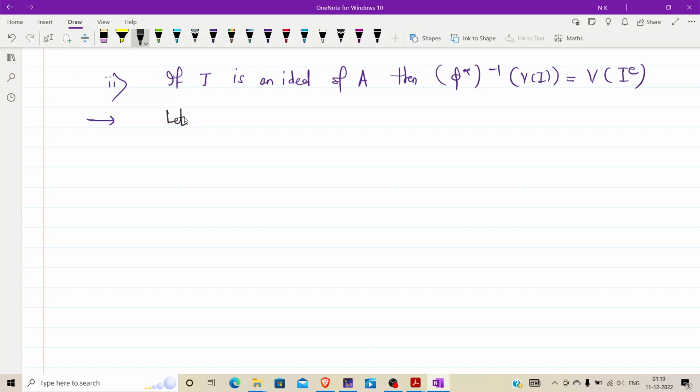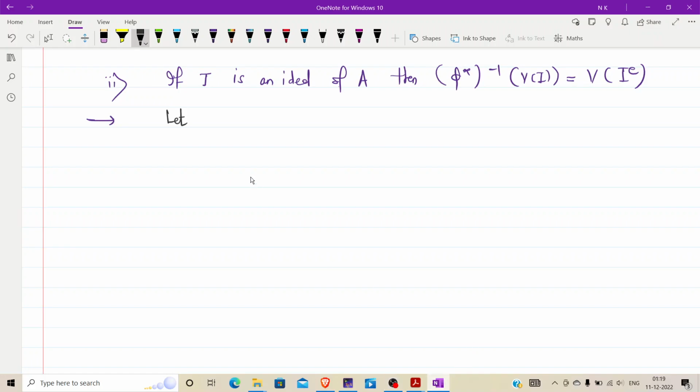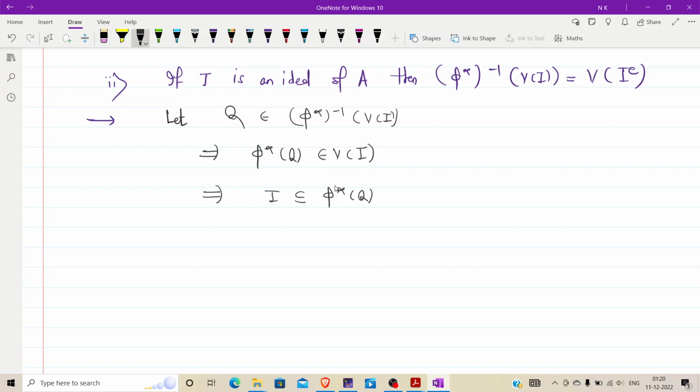So let q belong to φ* inverse of V(I). This implies φ* of q belongs to V(I), right? Now since φ* of q belongs to V(I), this implies I is contained in φ* of q, because V(I) means the set of all prime ideals which contain I, right? So I is contained in φ* of q.